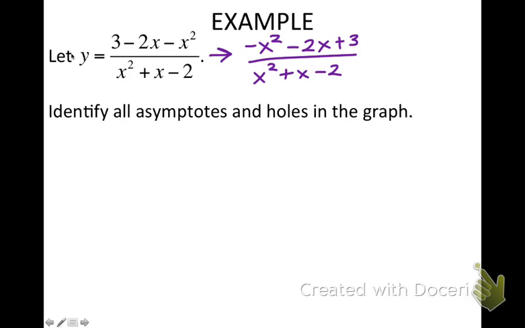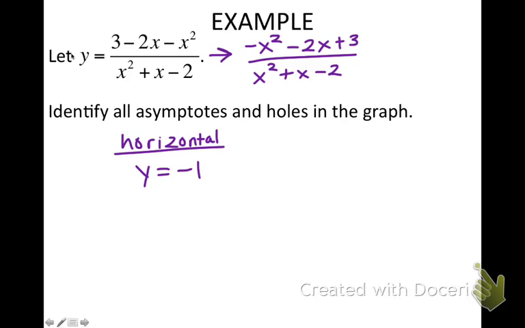Now, since I see something really crazy going on, I'm going to start factoring things. First and foremost, what would be the horizontal asymptote? That's the easiest one to come up with. Look at your degrees. They're the same. Leading coefficient of the top is negative 1. Leading coefficient of the bottom is 1. Negative 1 divided by 1 is negative 1. Right?